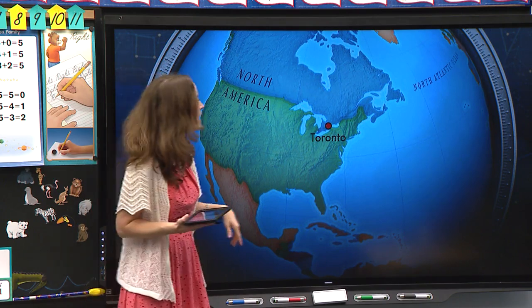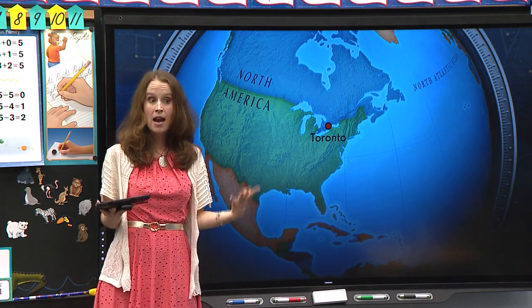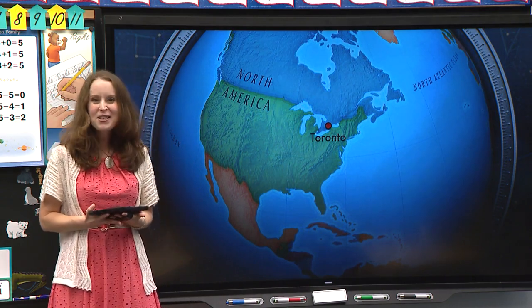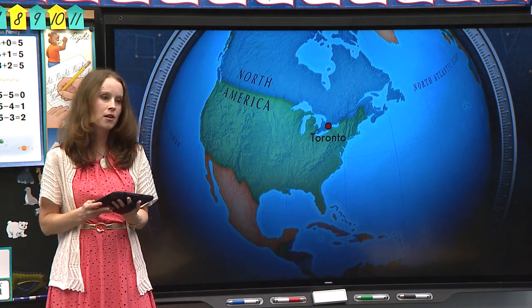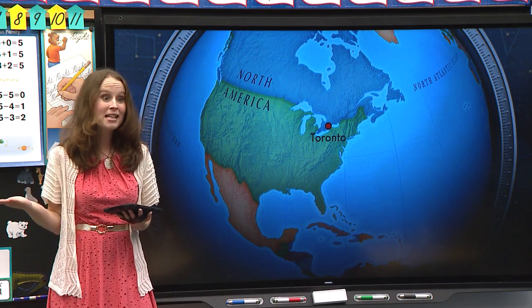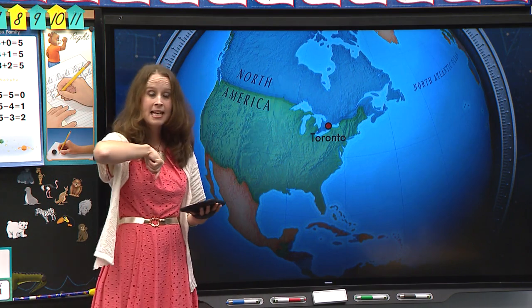Good job, Victoria. Now, if you look at my map, you can see that I have a certain city in red. That is the city of Toronto, and Toronto is the capital of the country of Canada. Now, Canada is a special country to us. For one reason, it's our neighbor to the north, but we could also drive up to Canada to go and visit.